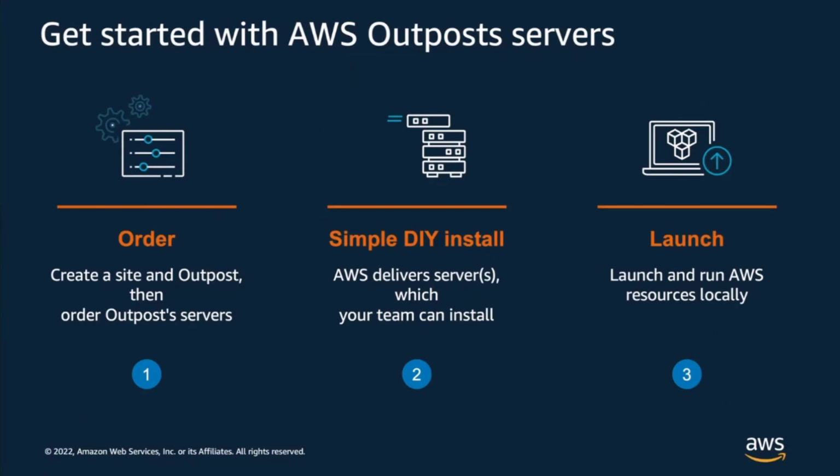I'm going to go into these 3 steps in a little bit more depth in just a second, but this is the high level of really what you do to get started with Outpost servers. You order them, that's right through the console. You have a pretty simple DIY setup and install, and then you launch the system, and you get to the point that it's just available capacity for you to define to run instances on.